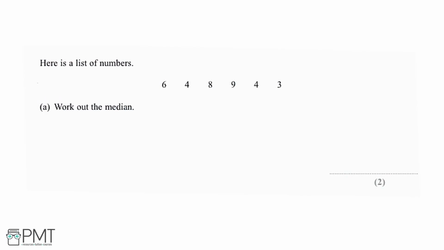Here is a list of numbers. We've got 6, 4, 8, 9, 4, and 3. And in part A, we need to work out the median. The median is the middle number when we line them all up in order.